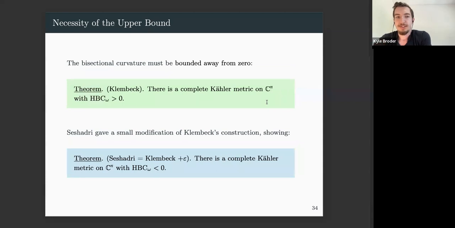Now, one cannot relax this to some kind of asymptotic decay or non-positivity of the bisectional curvature. The bisectional curvature really does have to be bounded away from zero. So for instance, some time ago, Klembeck showed that there's a complete Kähler metric on Cn with positive bisectional curvature. Seshadri then essentially showed that the signs could be flipped. And so in particular, there's also a complete Kähler metric on Cn with strictly negative bisectional curvature. But it's not bounded above by a negative constant.